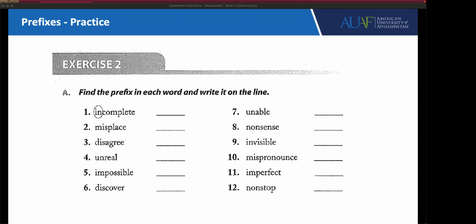Razia, number 5. Impossible. The prefix is im. Very good. Humaira, number 6. Number 6, discover, the prefix is dis. Good. Nilofer, number 7. The prefix for number 7 is un. Good. Number 8, Mursal. Nonsense. The prefix is non. Very good. Number 9, Mina.